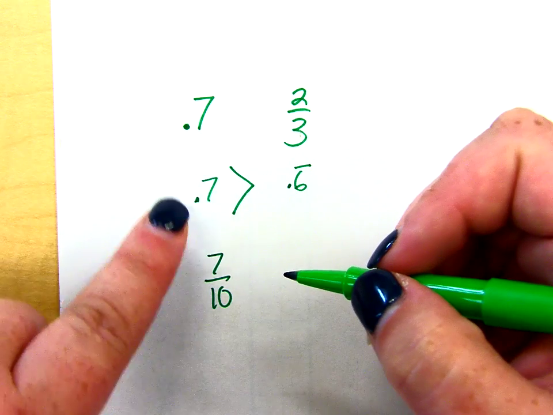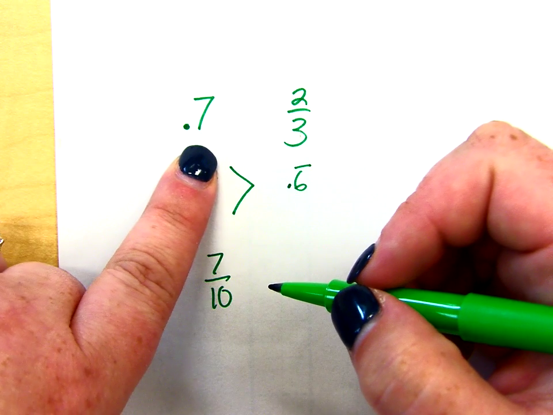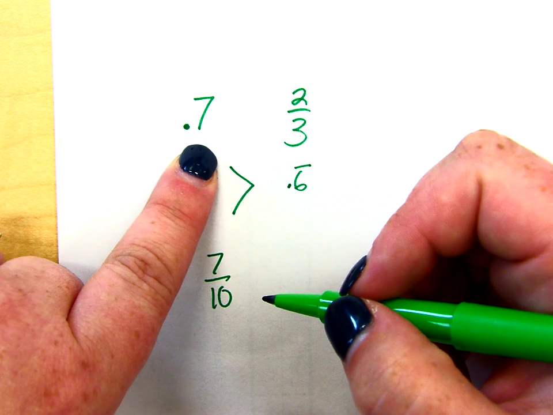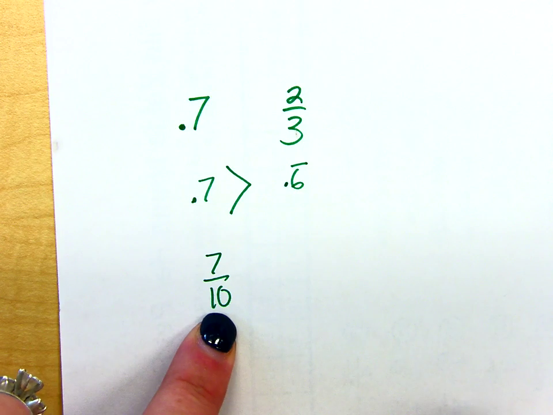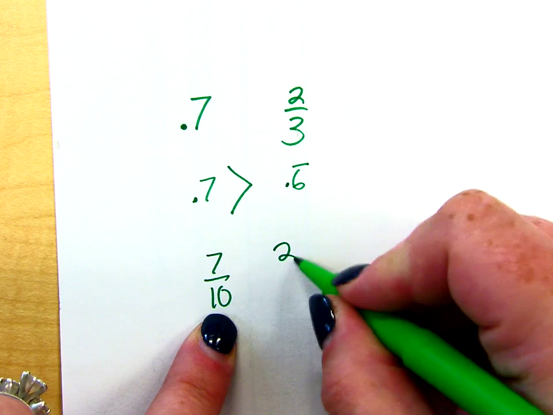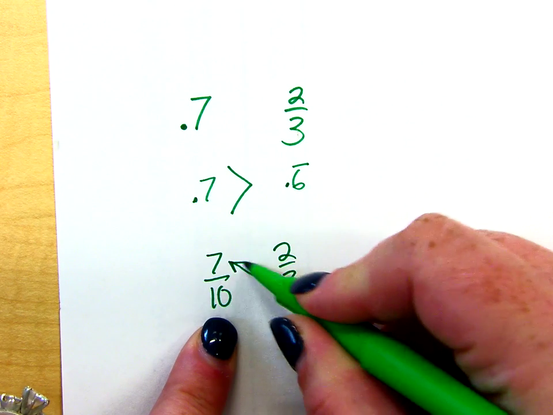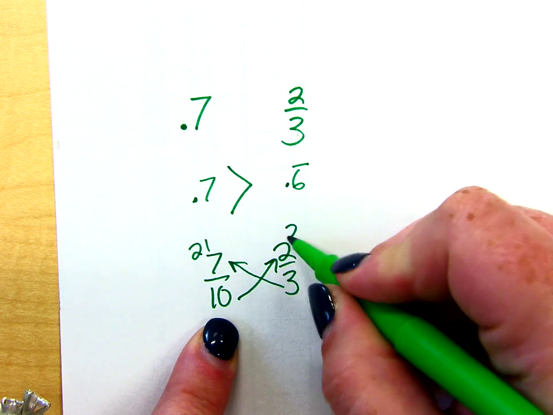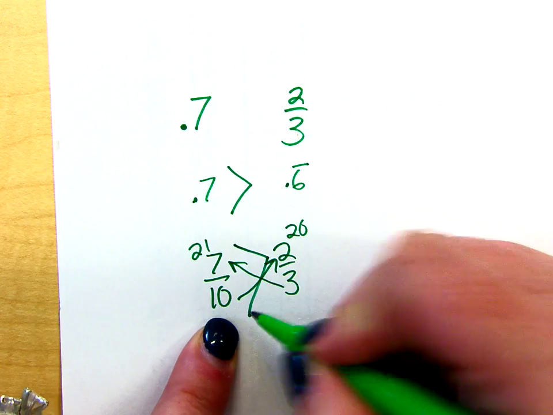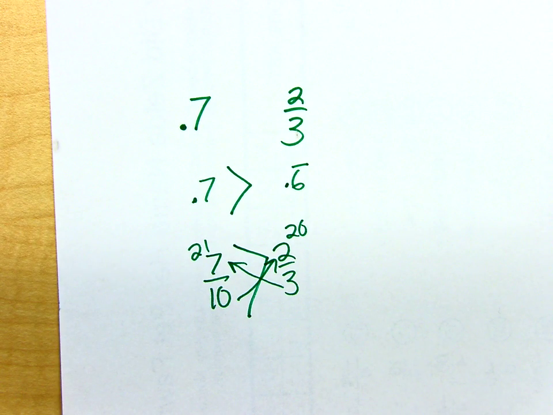Some of you said it right away, but those of you that didn't, do you remember now that that's 7/10? You with me? So 7/10, that's exactly the way that you write the fraction. 7/10 and 2/3. And then I can do that same trick. So 3 times 7 is 21. 10 times 2 is 20. 21's bigger. So 7/10 is bigger. Whether we change them both to decimals or both to fractions, it doesn't matter.